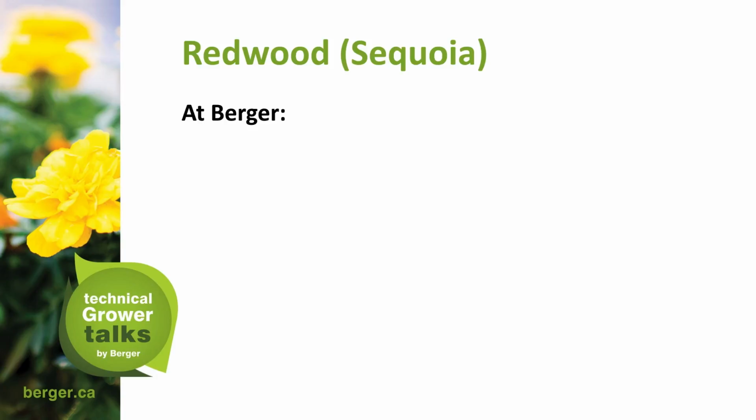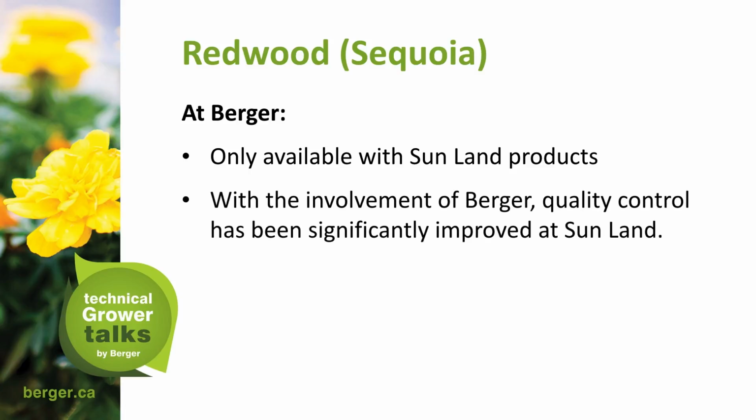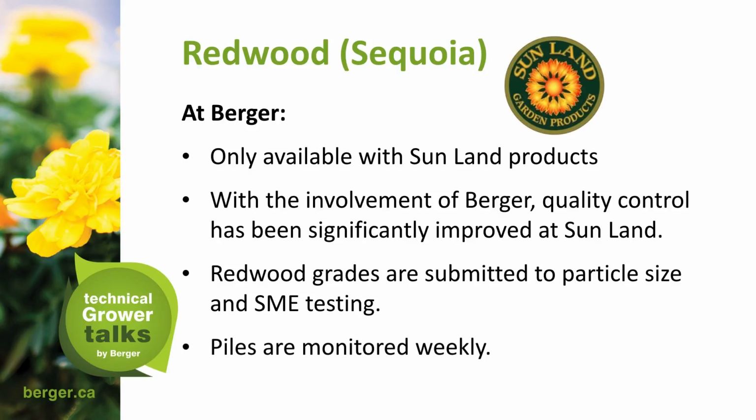At Berger, the Redwood Sequoia is only available with Sunland products in California. With the involvement of Berger, quality control has been significantly improved at the processing plant at Sunland. Redwood grades are submitted to particle size and SME testing. Piles are monitored weekly.